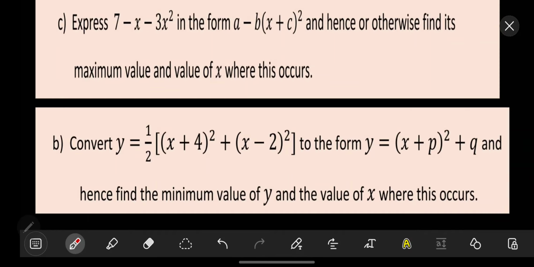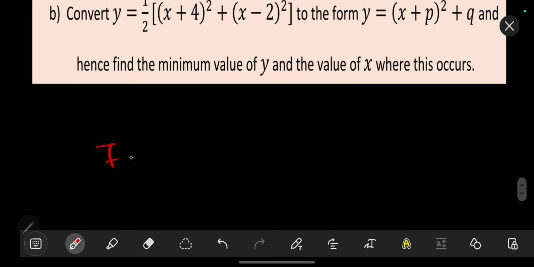Good morning everyone. Here today we are just going to be expressing some quadratic equation given in this form. So firstly, if we have expressed 7 minus x minus 3x squared in the form a minus b open brackets x plus c squared, and hence or otherwise find its maximum value and value of x where this occurs.